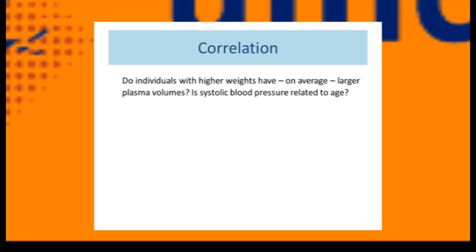In this video, I will give you some information about correlation, a way of expressing the strength of a relationship between two continuous or ordinal variables. Do individuals with higher weights have, on average, larger plasma volumes? Does age influence systolic blood pressure? Questions like these concerning the relationships between continuous variables are often seen in medical statistics.